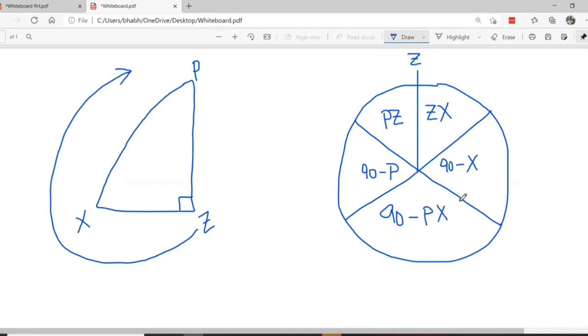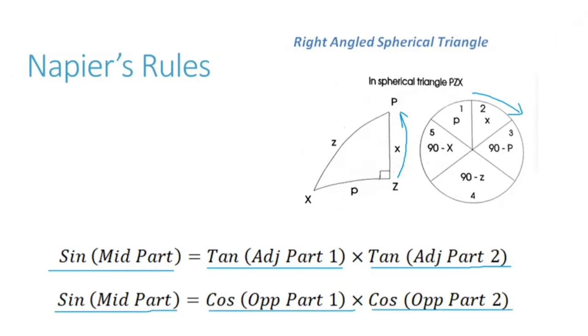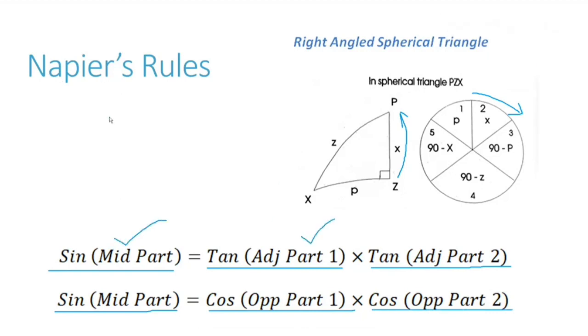Now once the diagram is filled up, we can proceed to apply the formula. So let us see 2 formulas which we apply. The first one is sine of the middle part is equal to tangent of adjacent part 1 multiplied by tangent of adjacent part 2. The second one is sine of the middle part is equal to cos of opposite part 1 multiplied by cos of opposite part 2. So what do we understand by these middle part and adjacent part? Let's understand.